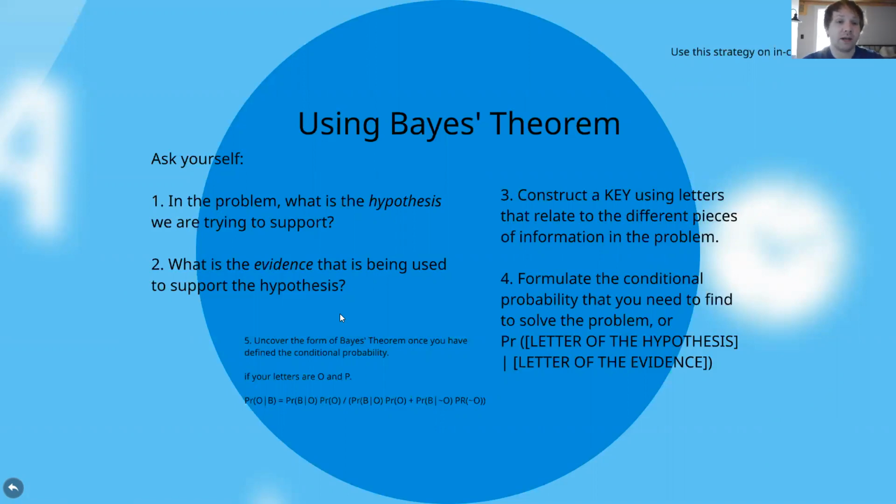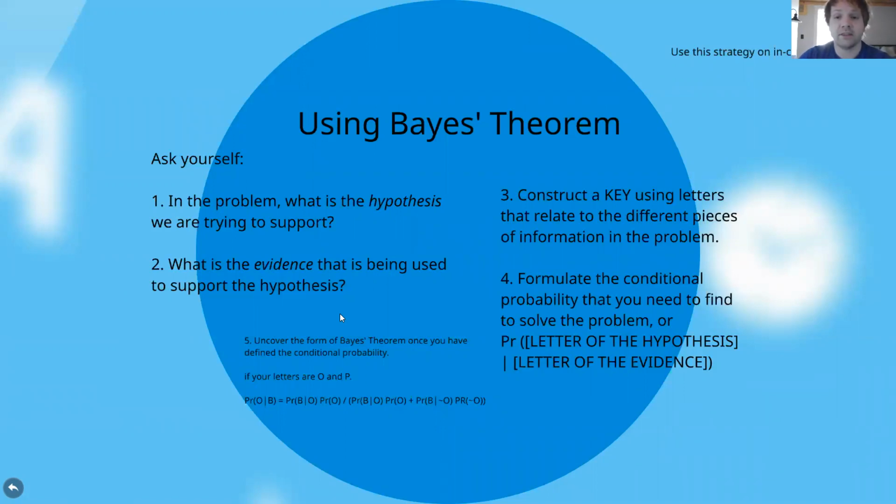Third, after you've identified the hypothesis and the evidence, you want to construct a key and you'll assign a letter for each, the hypothesis and the evidence, where the key gives us an interpretation of what those letters mean in the context of the problem. When you're completing your quizzes and everything, you should make sure that you include that. That's a really important component of all of this.